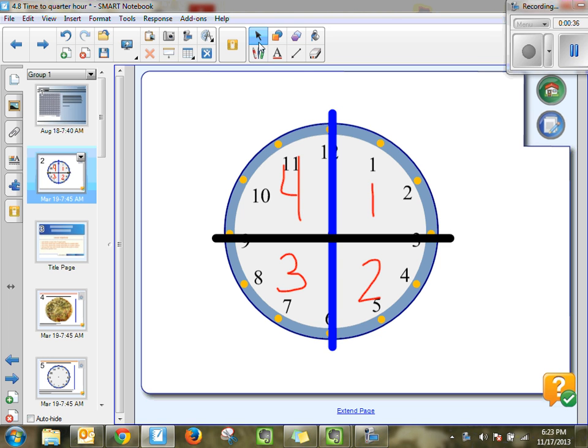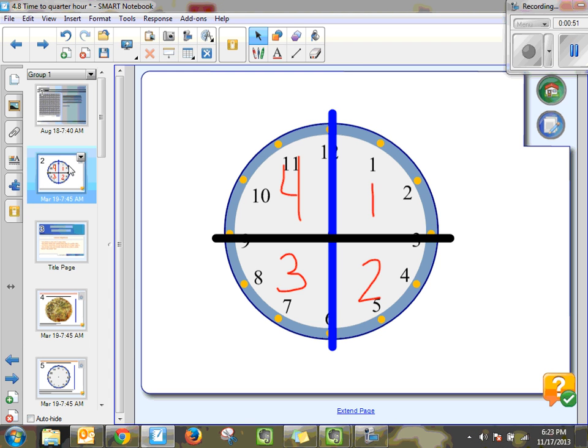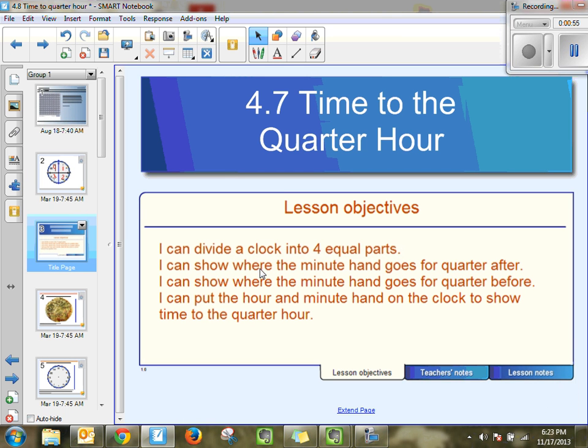This is important. We're going to come back to this and explain why there are 4 different pieces on this clock. But let's get started by showing you some of the things that I want you to be able to do today. The first thing is that you're going to be able to divide a clock into 4 equal parts, which, hint, hint, here is an example of dividing a clock into 4 equal parts. Next thing is you're going to be able to show me where the minute hand should go if we're telling time to the quarter hour and telling time to quarter past.